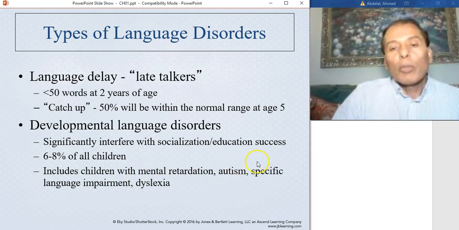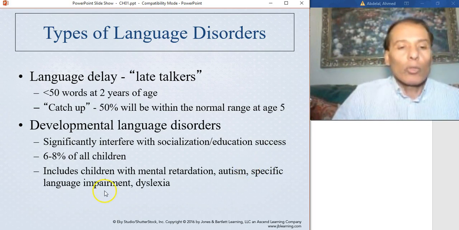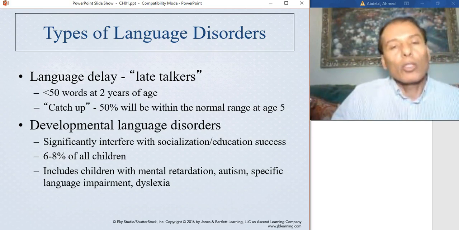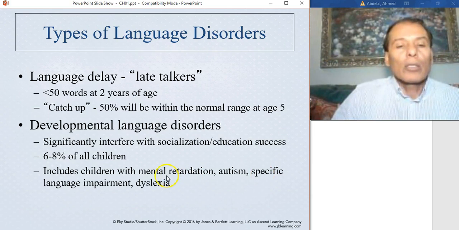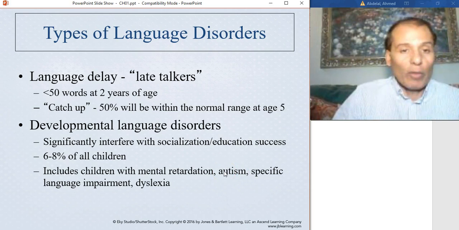When you speak about specific language impairment, that is language impairment that has no associated cause that is known to cause it or to be the source of it. That is specific language impairment. But if someone has mental retardation, someone has autism, we do not call that specific language impairment.